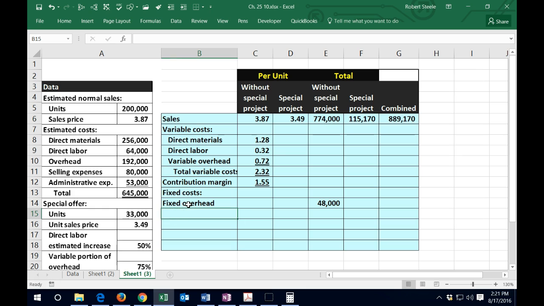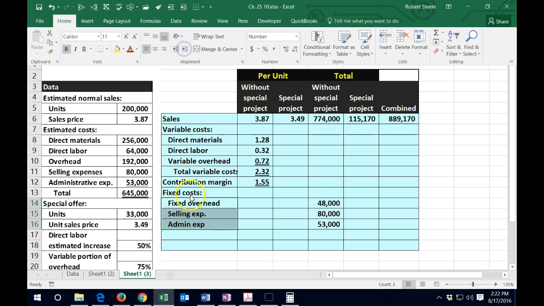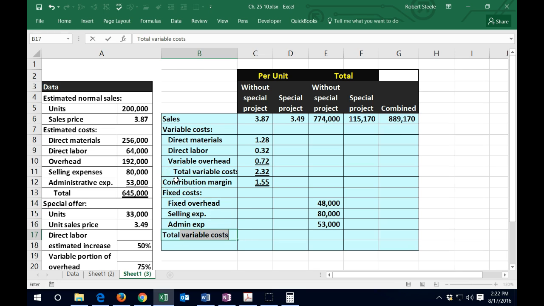Then we got the selling and admin, selling expenses. Let's put selling expenses. And that's going to be over here. That's the 80,000. And then we've got the admin expenses. And that's going to be the 53,000. So those will just pull out to the outer side. I'm going to go through the special projects now and do the same type of analysis for the special project. Actually, let's sum this up. I'm going to highlight this. I'm going to go to the Home tab. We're going to go to the alignment, indent that one time. Then we're going to have the total fixed costs.